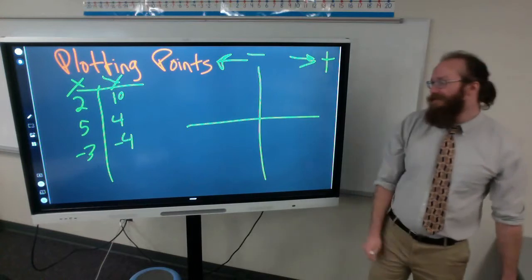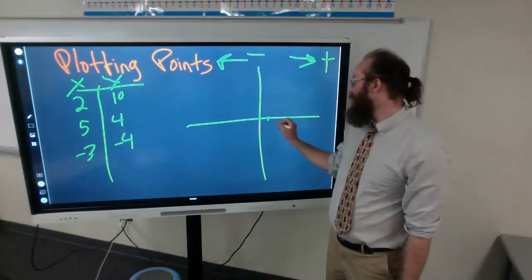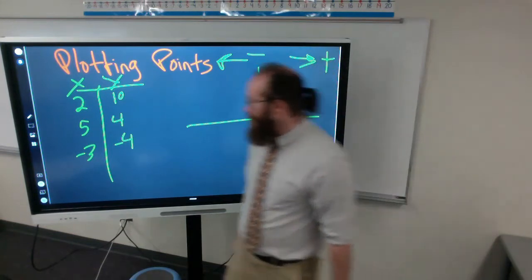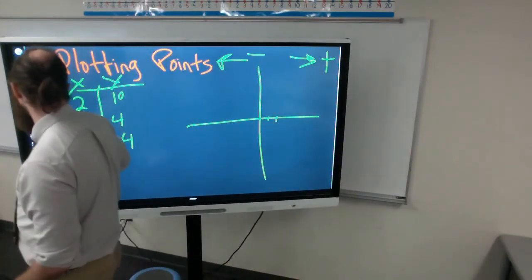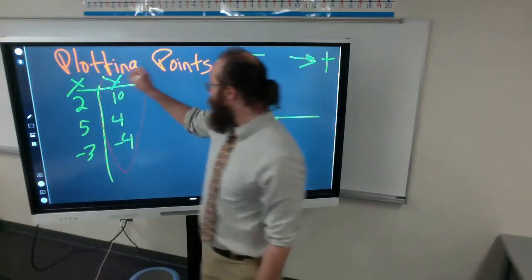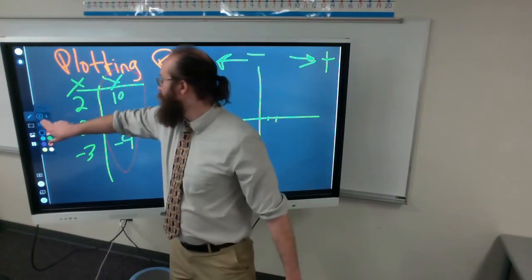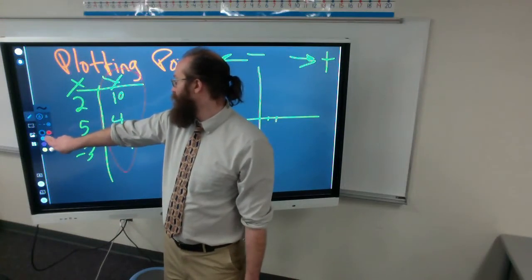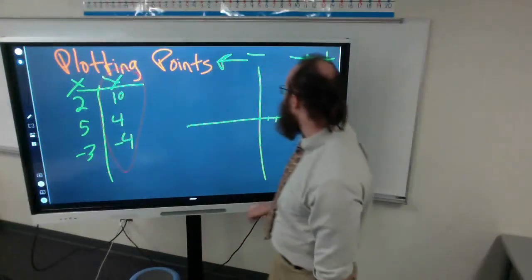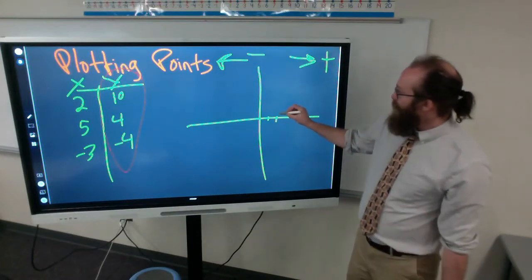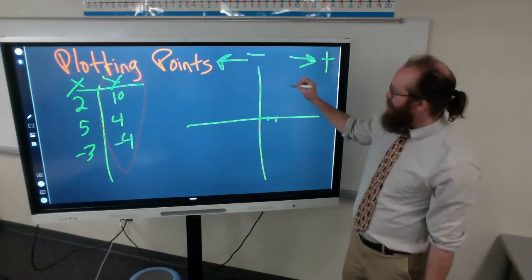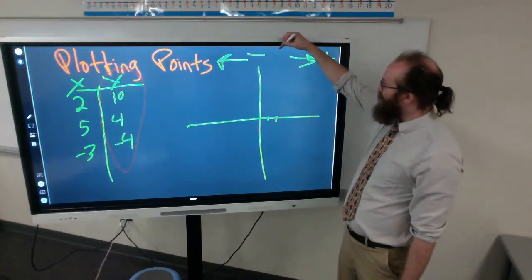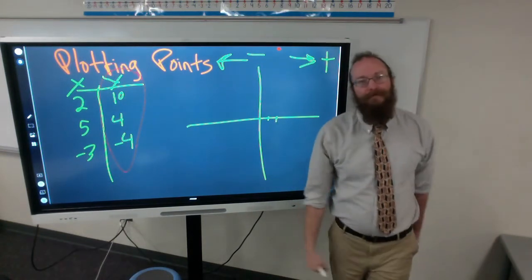So let's plot that 2, 10. So we go over 1, 2, right? And now Y values, these ones over here, are going to tell us how much we go up or down. So in this case, we went over 2, and we're going to go up 10. 1, 2, 3, 4, 5, 6, 7, 8, 9, 10. So 2, 10 would be like right there.